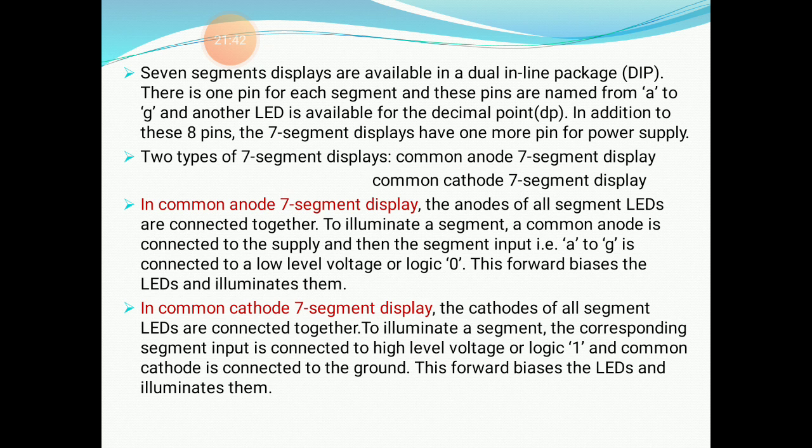That is, the negative terminals of all segments are connected together and given to ground, and the positive terminals, that is the anode terminals, are represented with segment names A to G. So if you want to illuminate a particular segment, apply logic 1 to the anode. Logic 1 is connected to the positive terminal of the LED, and the negative terminal is connected to ground. Now the diode will be forward biased and the LED will illuminate. In a common cathode 7 segment display, when logic 1 is applied to the segment, it will be illuminated. It uses active high logic.